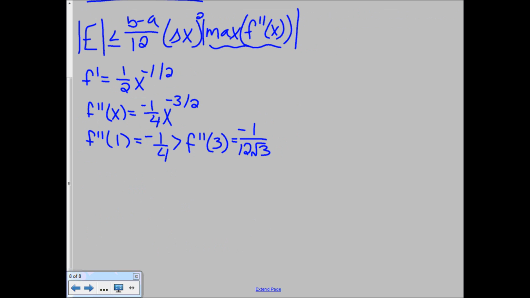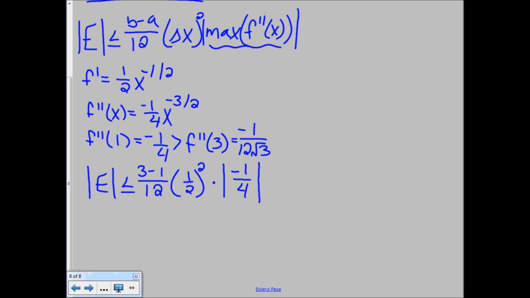Now all we have to do is plug in. The absolute value of our error is less than or equal to (B was 3 and A was 1) 3 minus 1 over 12, times delta x, which was 1/2, squared. Then we multiply by the absolute value of negative 1/4, because we determined that was the maximum value of the second derivative on the interval from 1 to 3.